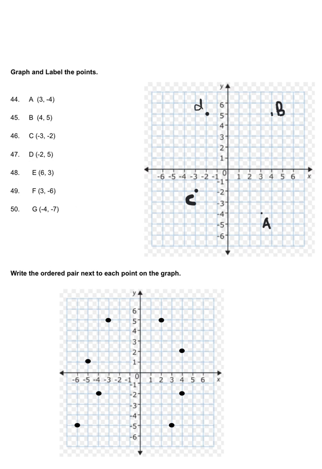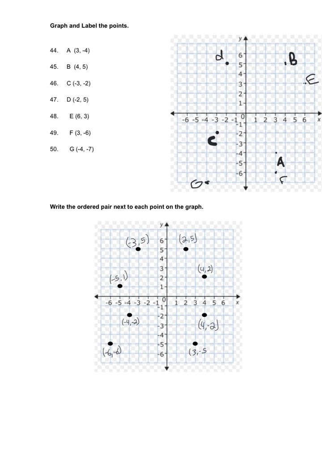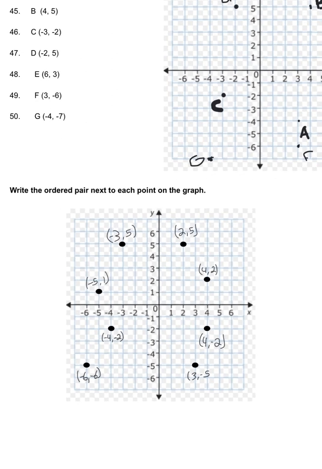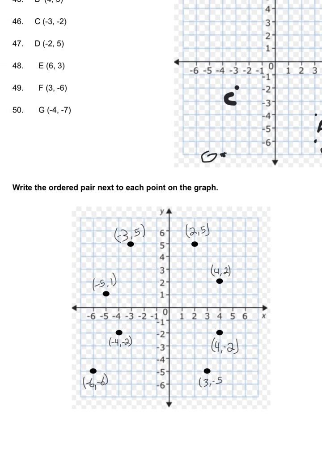Letter E is at 6 and 3, which is right there. And that's letter E. Letter F is at 3, -6 down here. And letter G is at -4, -7, which is down here. Looking at our graph on the bottom, write the ordered pair next to each point on the graph. If you take a look here, I have labeled each point, and you can check your work from there.